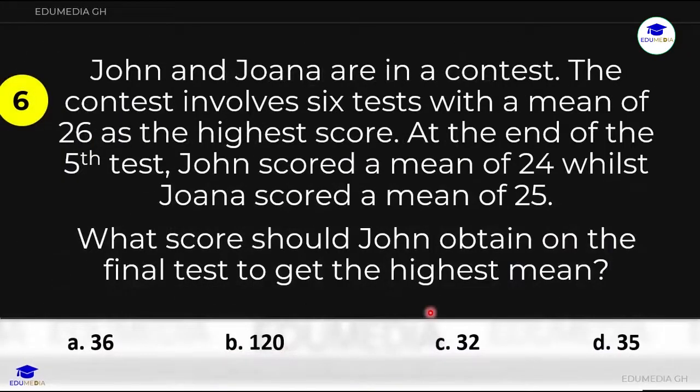Question number 6. John and Joanna are in a contest. The contest involves 6 tests with a mean of 26 as the highest score. At the end of the 5th test, John scored a mean of 24, whilst Joanna scored a mean of 25. What score should John obtain on the final test to get the highest mean?